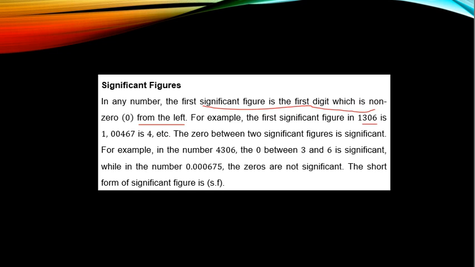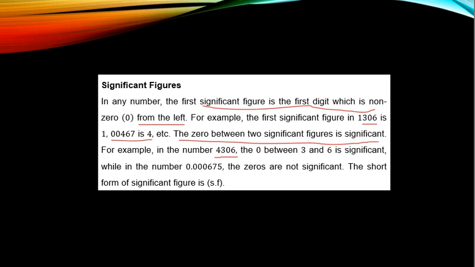Now look at this. 00467, the first SF is 4. The first non-zero number is 4. That is the first SF. Now you must know that the zero between two significant figures is significant. For example, in the number 4306, the zero between 3 and 6 is significant because it is coming between two non-zero numbers.